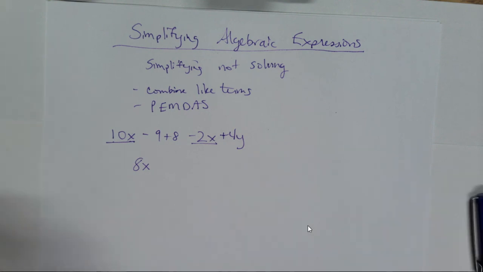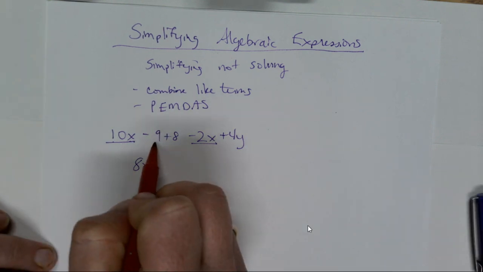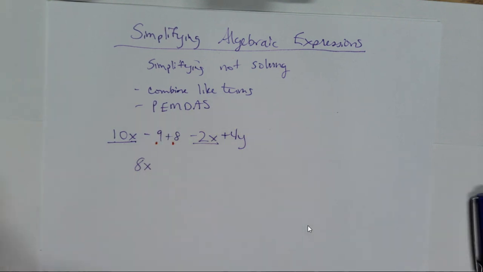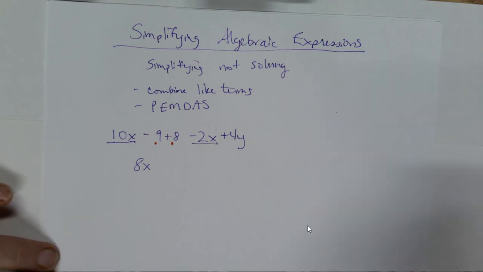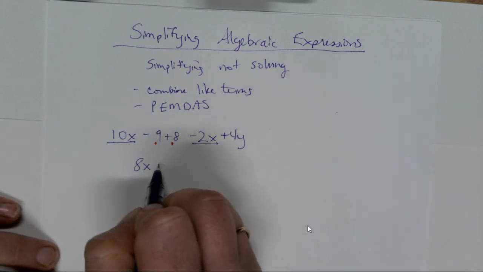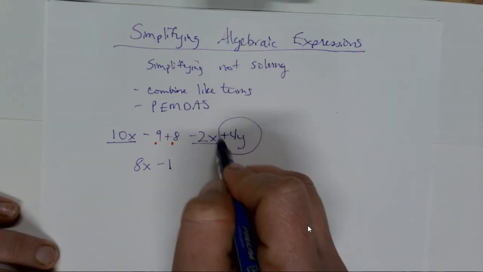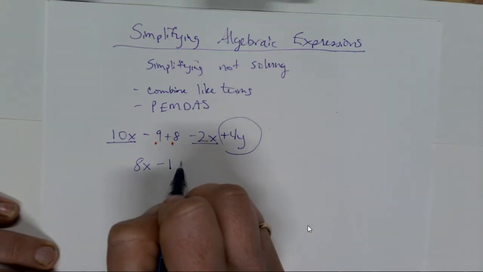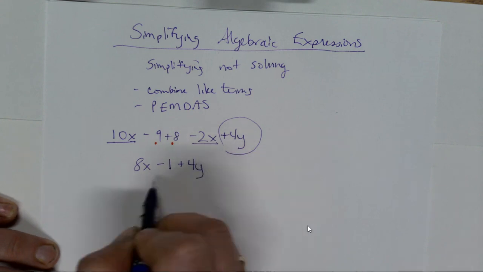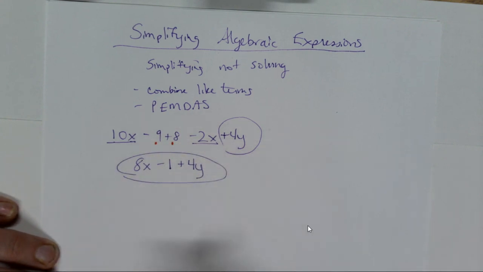And then my negative 9 and my 8 will hang out with one another. They're both constants. So negative 9 plus 8 is negative 1. And then the 4y here doesn't have anyone else like it, so it's just going to be 4y. And that's as far as we can take it. That is simplified. We can't go any further. They won't hang out with each other because they're not like terms.